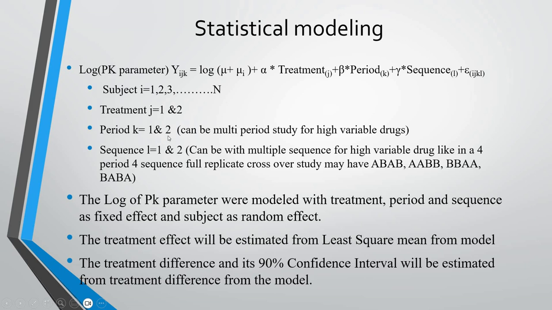Period also 1 and 2, but basically for highly variable drugs there may be multiple periods, and the sequence in our example also has 1 and 2, but there may be multiple sequences. Like when working with a very highly variable drug, you may have a design like a 4-period, 4-sequence full replicate crossover design. So your sequence may be ABAB, AABB, or BBAA, BABB, something like that.